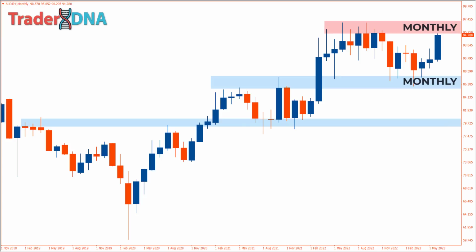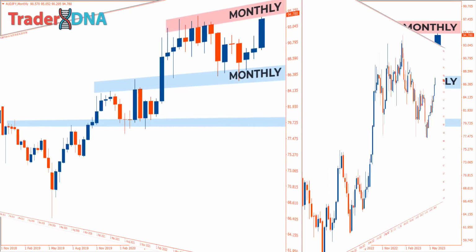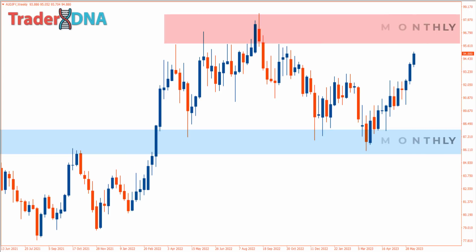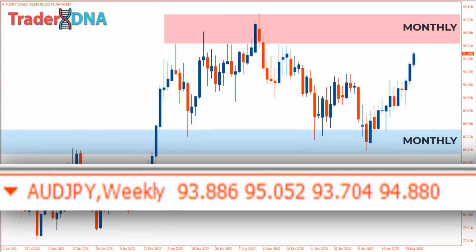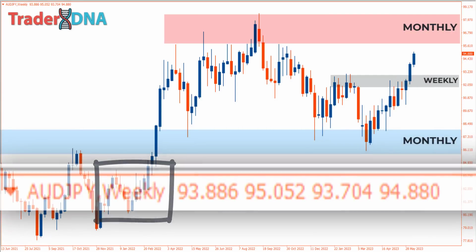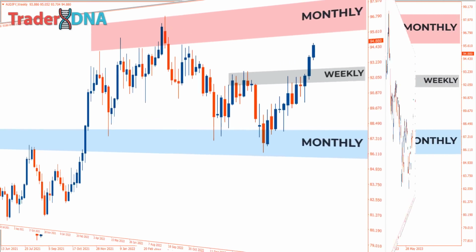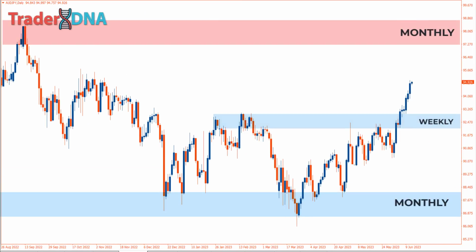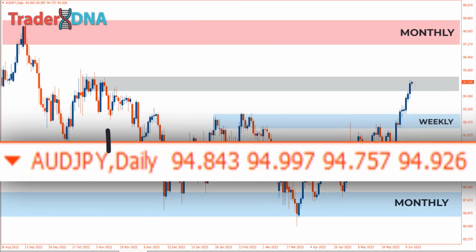Now, let's shift our focus to the weekly time frame. Here, we'll fine-tune the monthly levels by considering the price action reflected in the weekly candles. Additionally, we'll draw new weekly levels if they become apparent. Moving on to the daily time frame. We repeat the process by adjusting the monthly and weekly levels based on the daily candles.